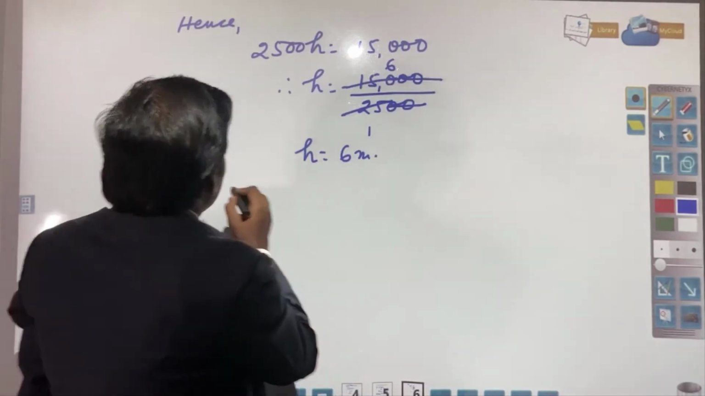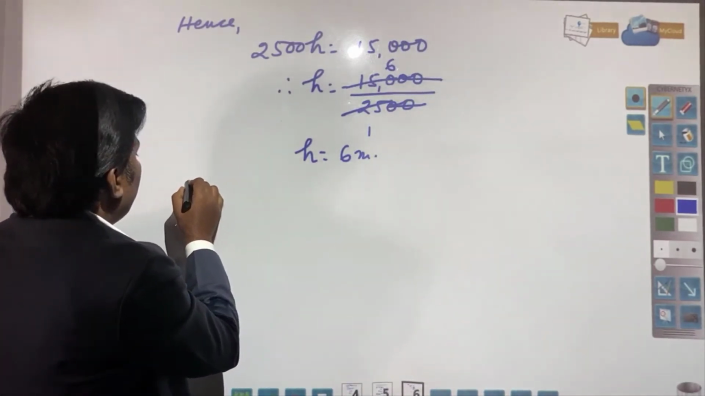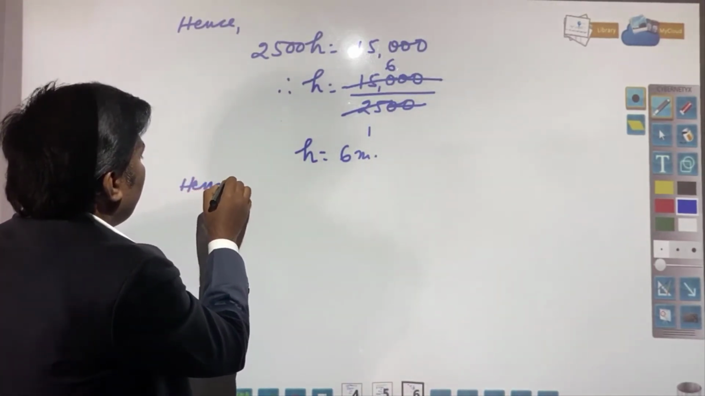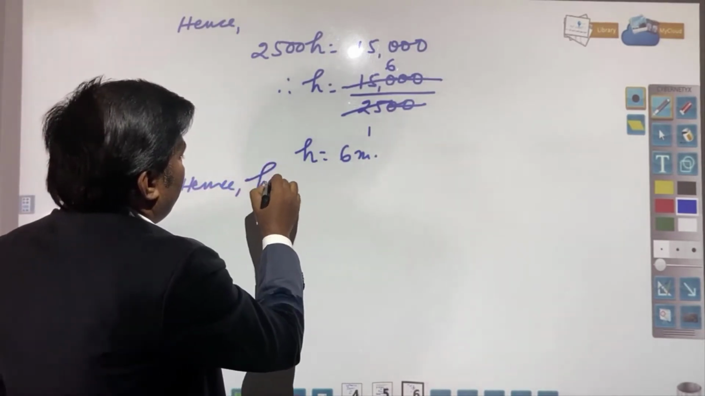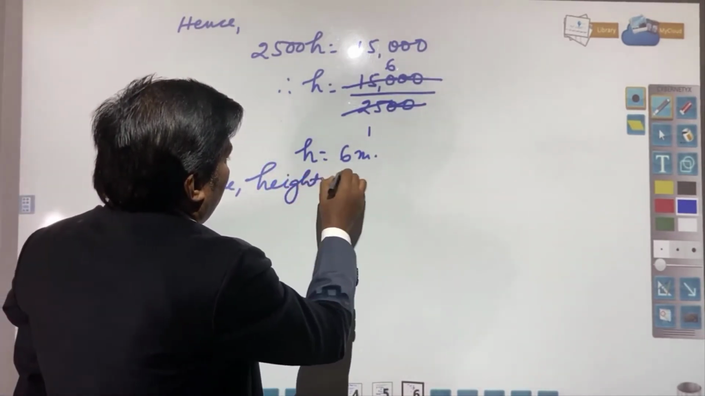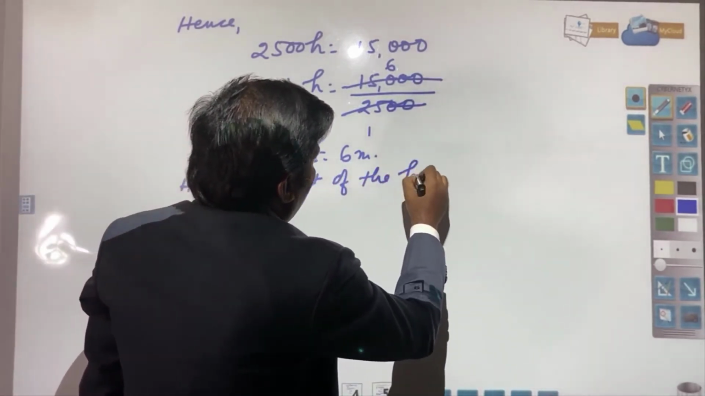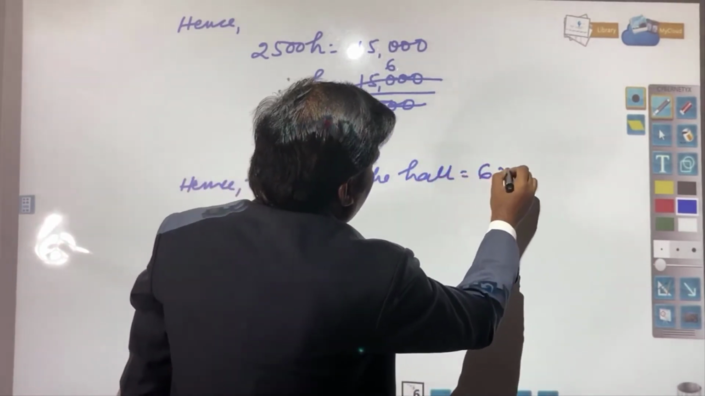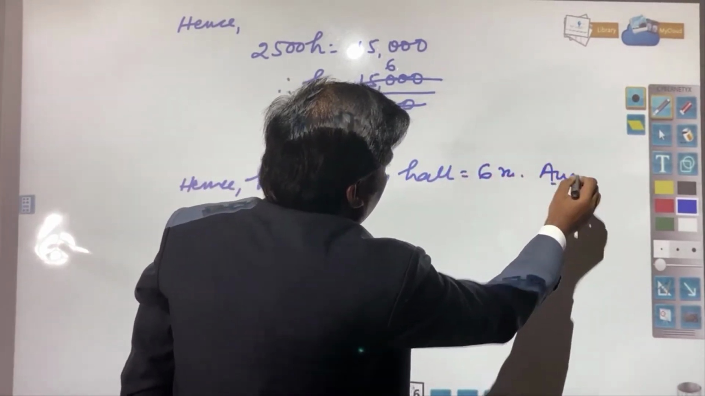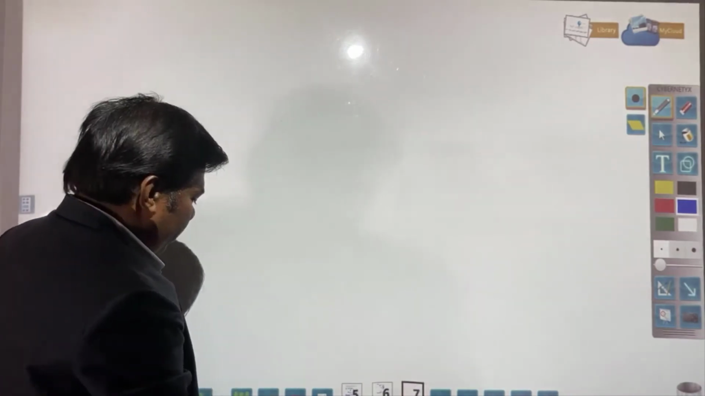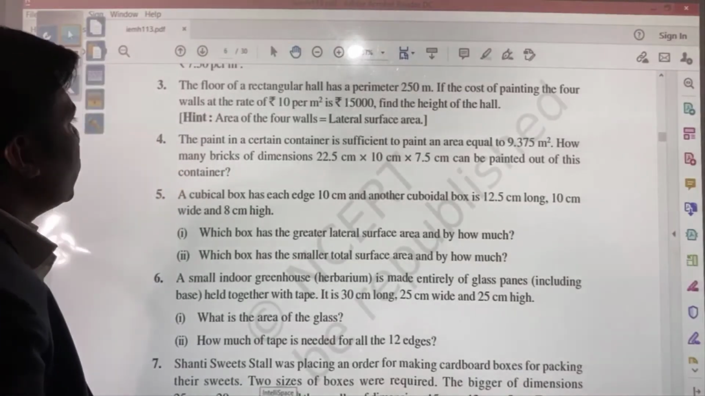That will be your answer. You write: hence the height of the hall is equal to 6 meter, and that is your answer. Next question we will see.